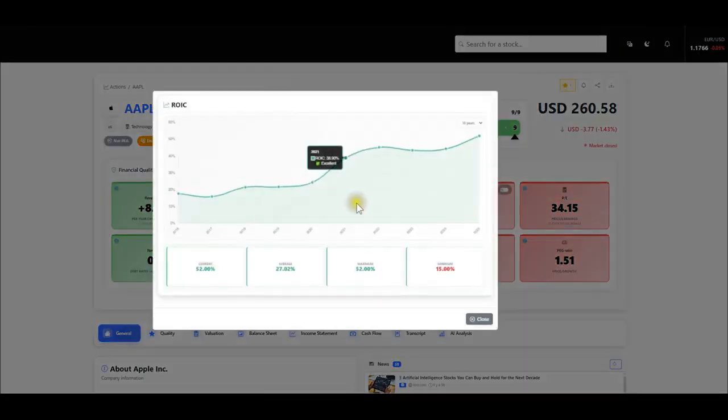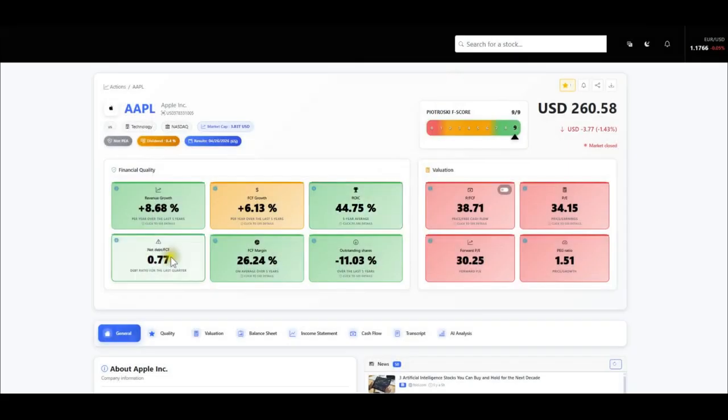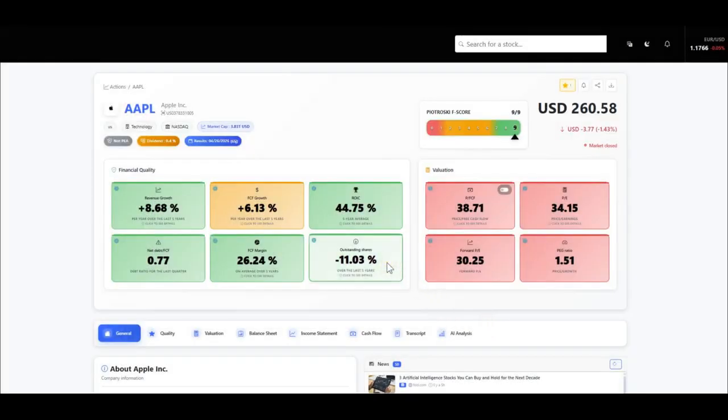Next, you will find ROIC, return on invested capital, debt, relative to free cash flow, with a level considered reasonable if below 3 years of free cash flow margin, and the number of shares outstanding. When this last indicator is negative, it means the company is conducting share buybacks. When positive, it indicates dilution through the issuance of new shares. As for overall financial quality, a majority of indicators are green, which confirms, as also shown by the Piotrowski score, that we are looking at a very high-quality company.